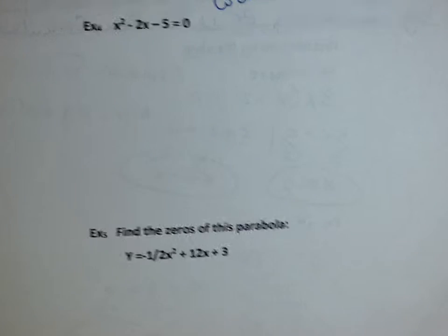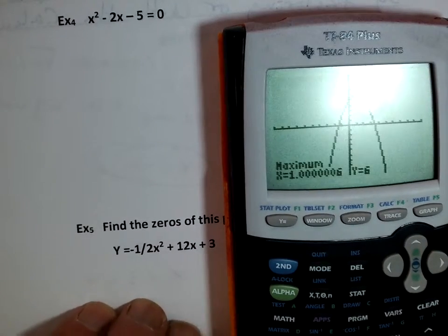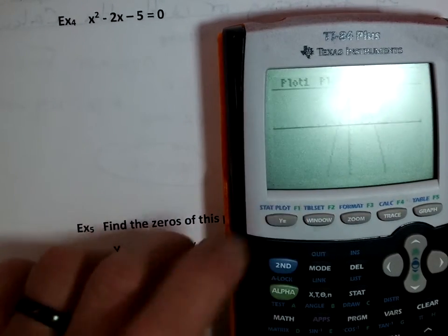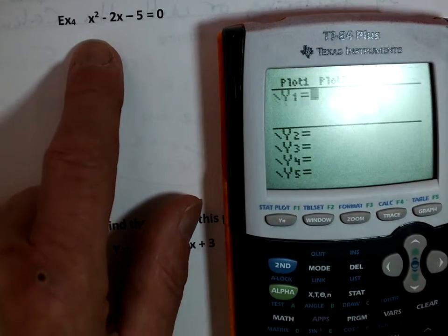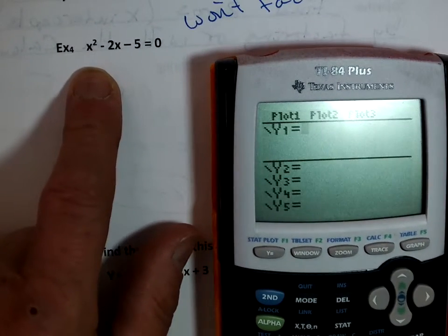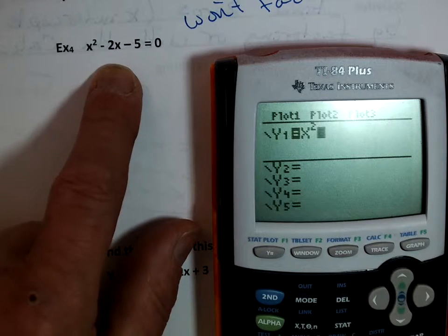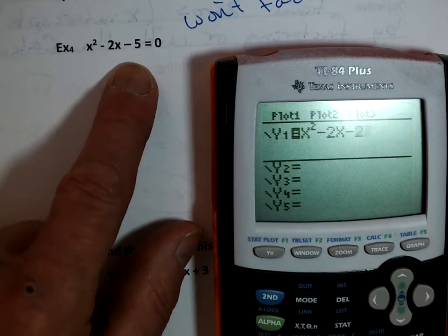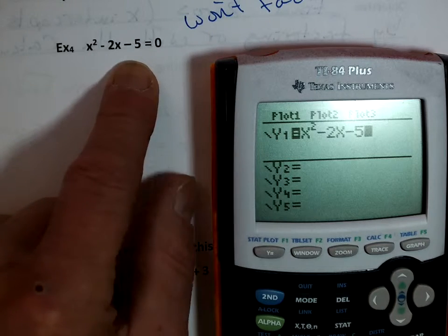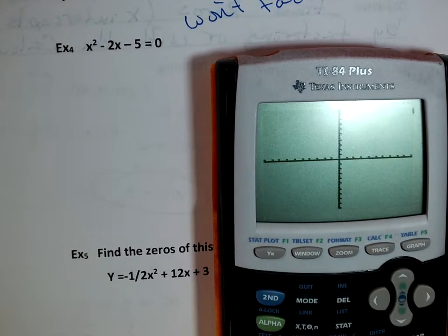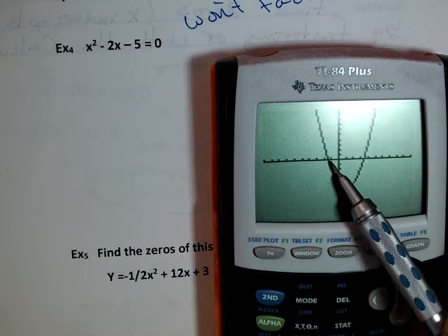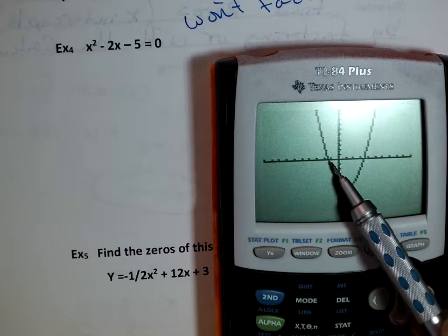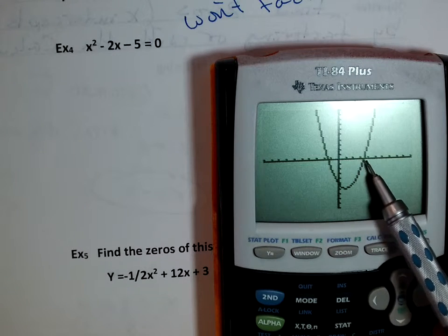If it won't factor, I'm going to go to the graphing calculator, right? Y equals, let's clear that, and let's put in x squared, subtract 2x, subtract 5. Subtract, not negative, right? And I'm going to graph it, okay? Well, it's in between, right? I know one of the answers is about negative 1.5 maybe. And the other one's like 1, 2, 3, maybe 3.5, right?